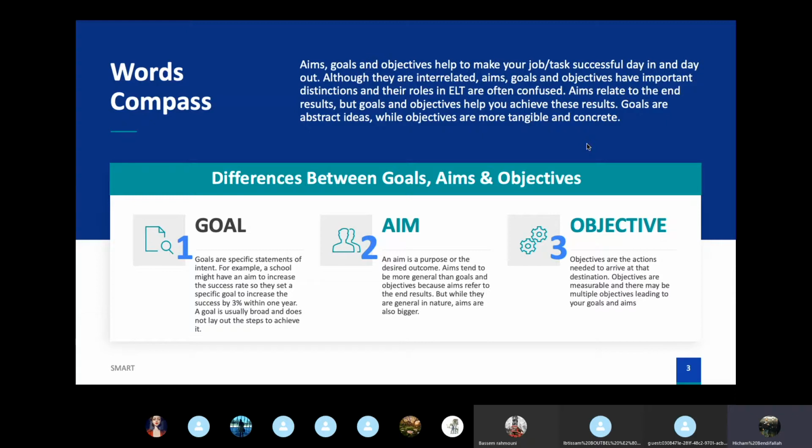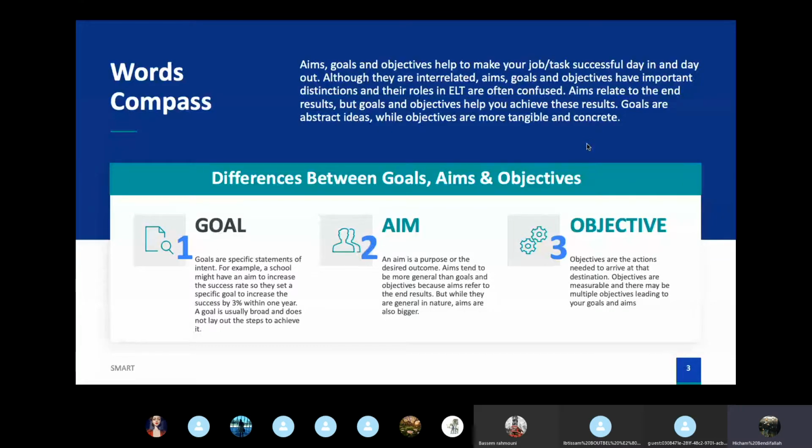But when it comes to an aim, it is the desired outcome, the very general thing we would like to achieve by the end of every step we are going to do, which means that aims tend to be more vague because most of the time they refer to the end results. While they are general in nature, they are also bigger than objectives. They are bigger than goals.